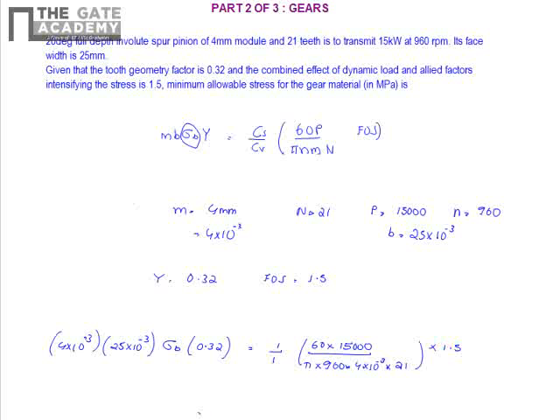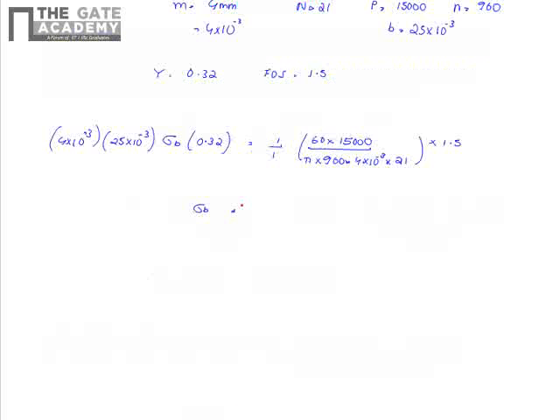So what will be sigma B? It's just substitution of the values. So it will be 60 into 15,000 into 1.5 divided by pi into 960 into 4 into 10 power minus 3 into 21 into 4 into 10 power minus 3 into 25 into 10 power minus 3 into 0.32. This will be equal to 166.5 MPa.